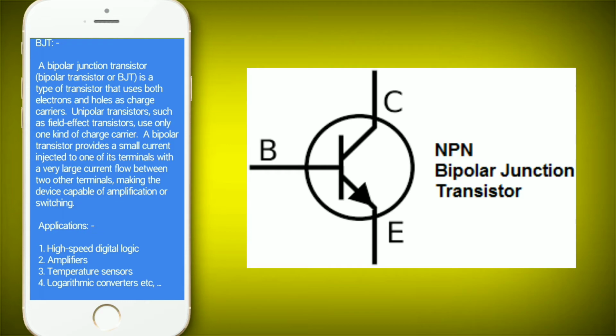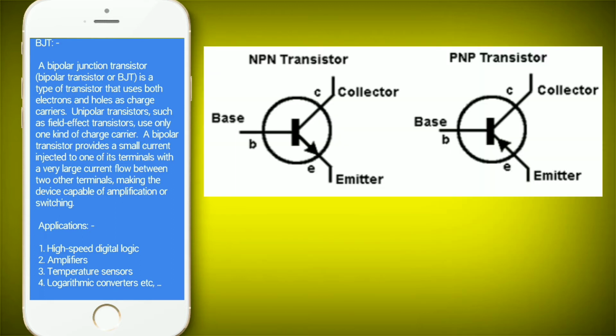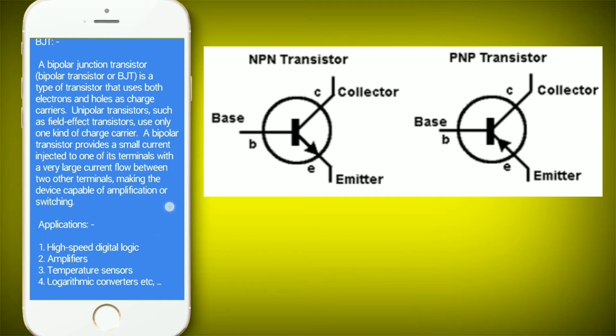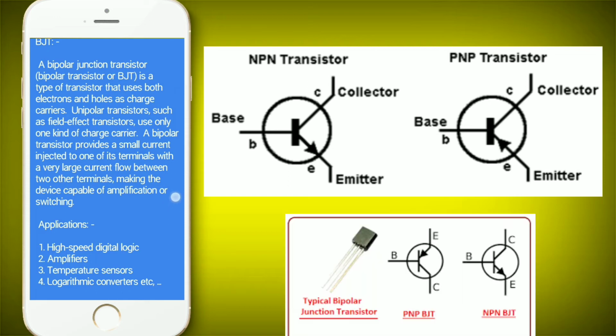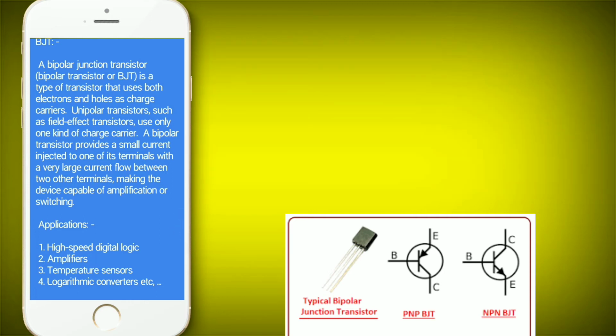BJT, a bipolar junction transistor. A bipolar transistor, or BJT, is a type of transistor that uses both electrons and holes as charge carriers. Unipolar transistors, such as field effect transistors, use only one kind of charge carrier. A bipolar transistor allows a small current injected at one of its terminals to control a much larger current flowing between the two other terminals, making the device capable of amplification or switching.